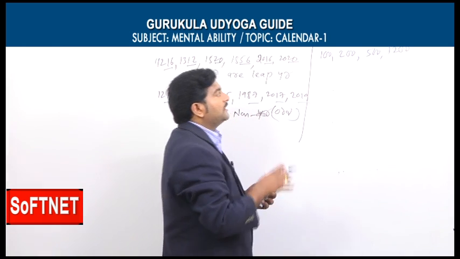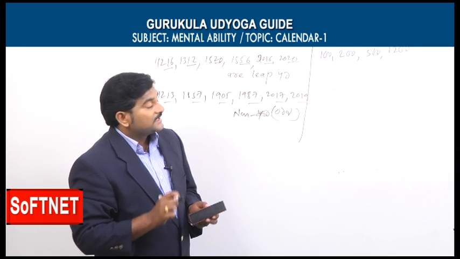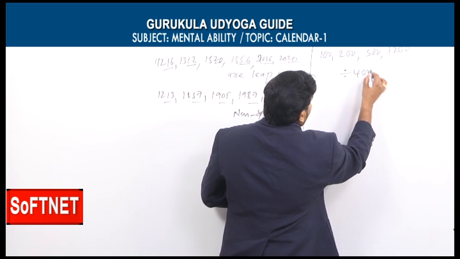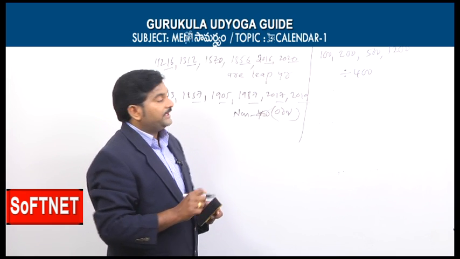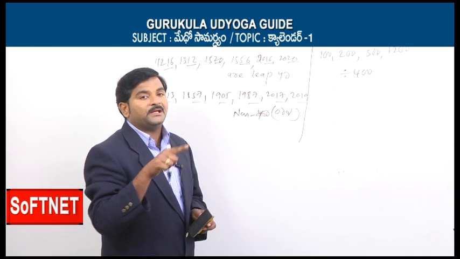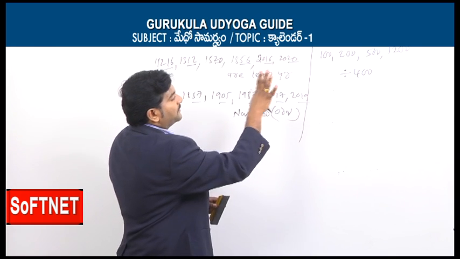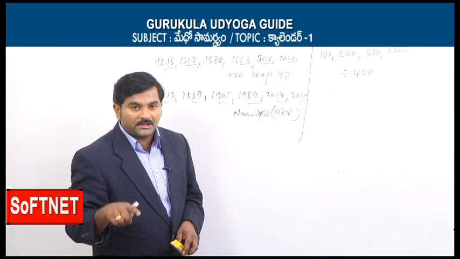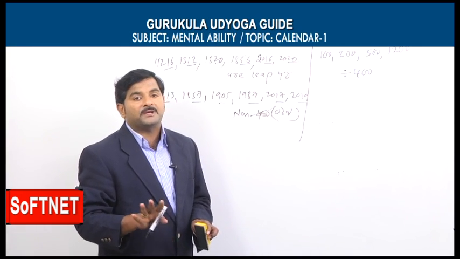I just told you these are all century years. If a century year is exactly divisible by 400, I repeat this point once again, then that year is said to be a leap year. If not, it is simply a non-leap year. A century year must be divisible by 400, then only is that century year said to be a leap year. If not, it is a non-leap year.